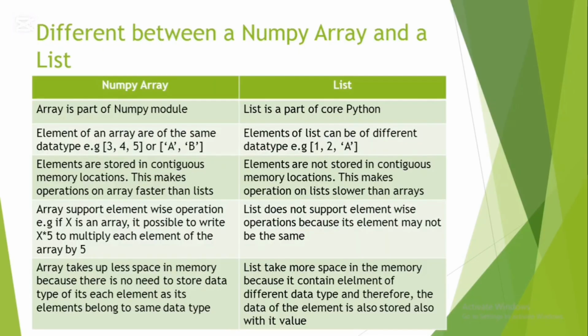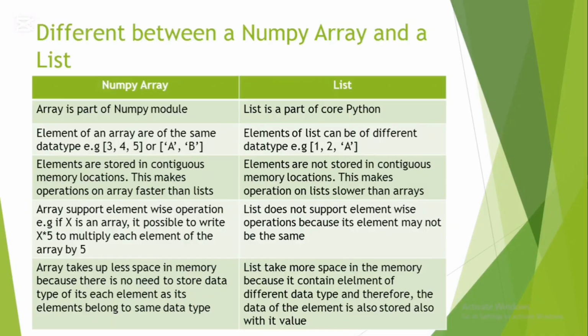So now, what is the difference between a NumPy array and a list? As I've said about list before, array is part of the NumPy module. For you to use an array, you have to install and import the NumPy module. But list is part of core Python. You don't have to import anything, you just define your variable while using list. That's how you work with list in Python.